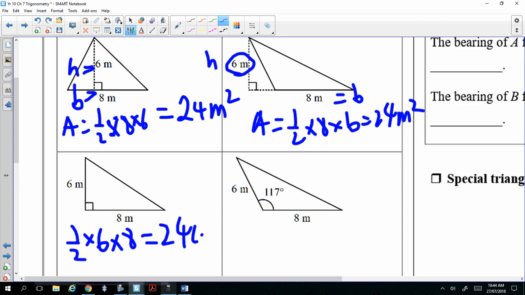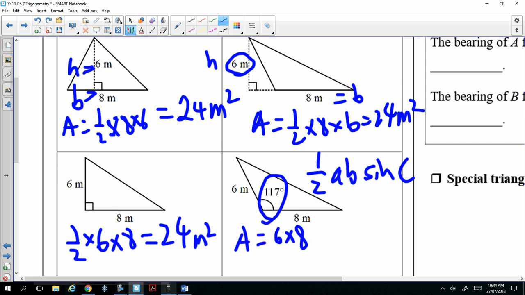Now, what if you don't have the height? If you don't have the height, they usually give you the angle in between them. So that's when you use this formula. This one. So you got the area is half times 6 times 8, sine of 117. Let me write it again. And you just press the button.